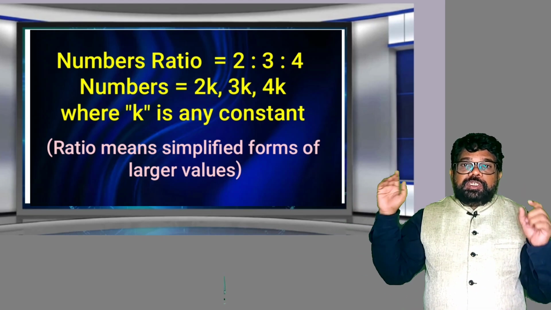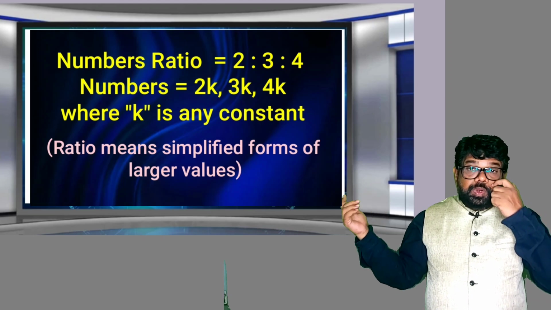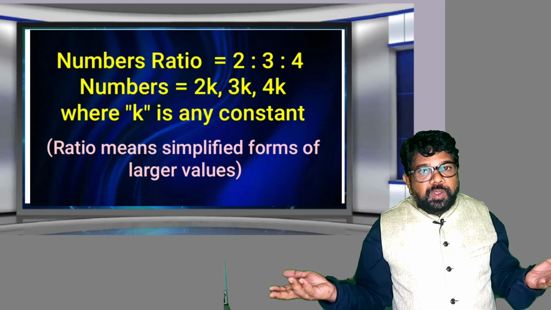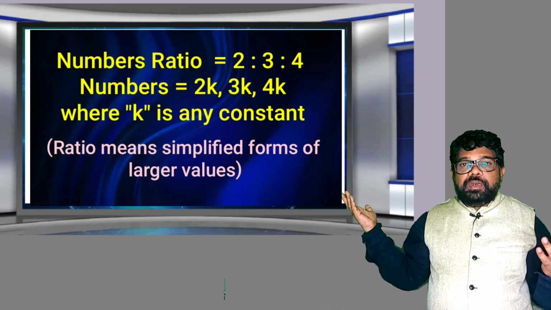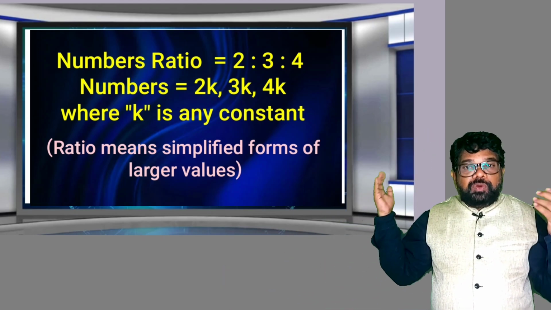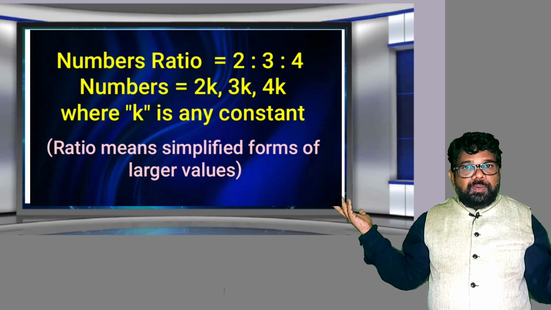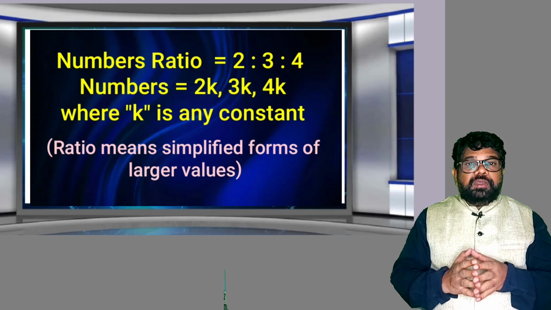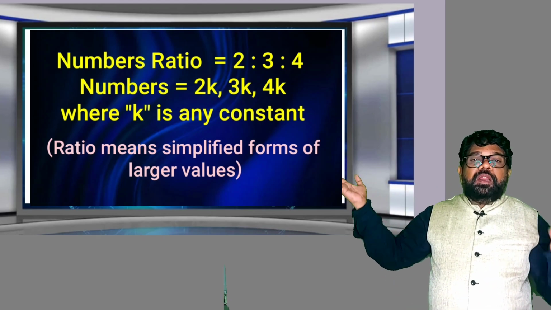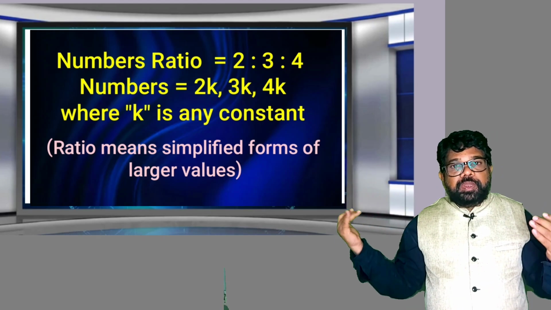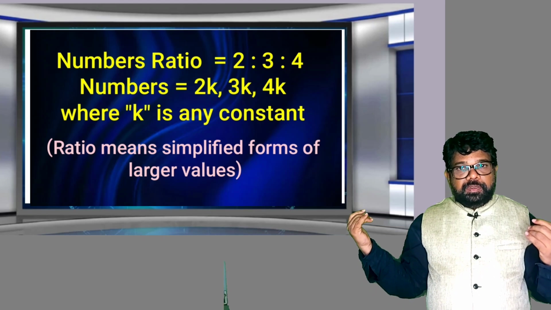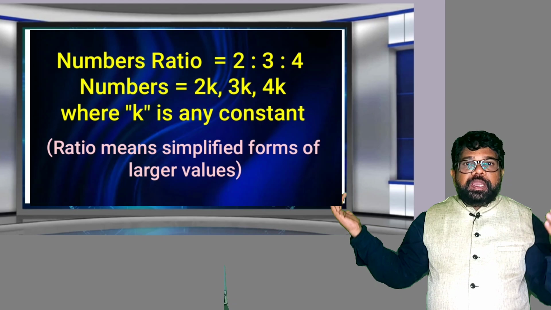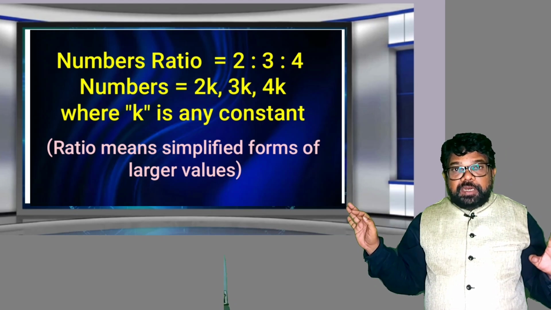If the numbers ratio is 2 is to 3 is to 4, the numbers are 2 into k, 3 into k, 4 into k. Here k may be any constant value. It may be into 10, or into 15, or into 1000. We don't know. So always you have to take into k, into k, into k where k is any constant. If the numbers ratio is 1 is to 2 is to 3, what are the numbers? 1 into k, 2 into k, 3 into k. Understood? Suppose the numbers ratio is 1 is to 3 is to 5. The numbers are 1 into k, 3 into k, 5 into k where k is any constant.